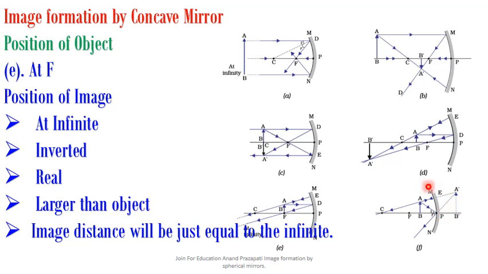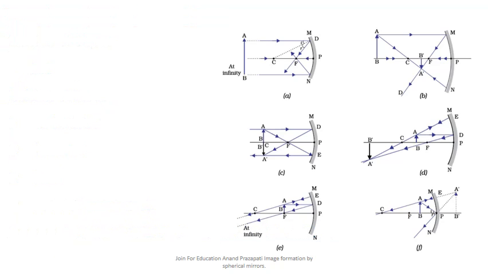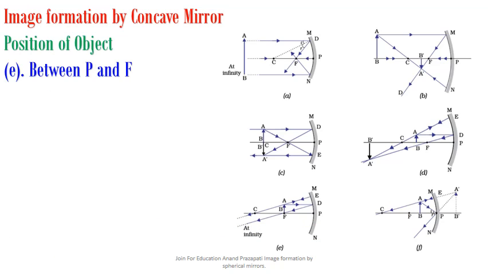At last we consider this figure, when the object is placed between P and F. When the object is placed between P and F, the position of the image will be behind the mirror. Nature of the image will be virtual and erect. Size of the image will be larger than the size of the object, and the image distance will be less than the focal length of the concave mirror.